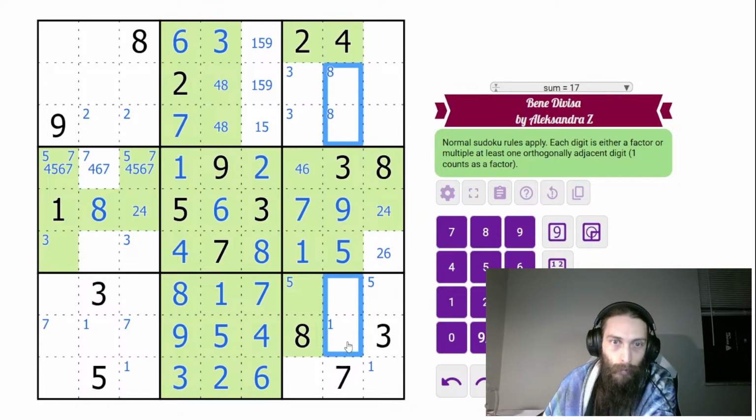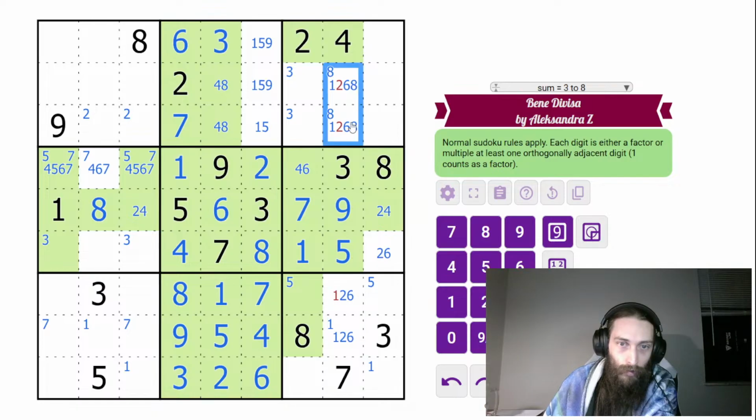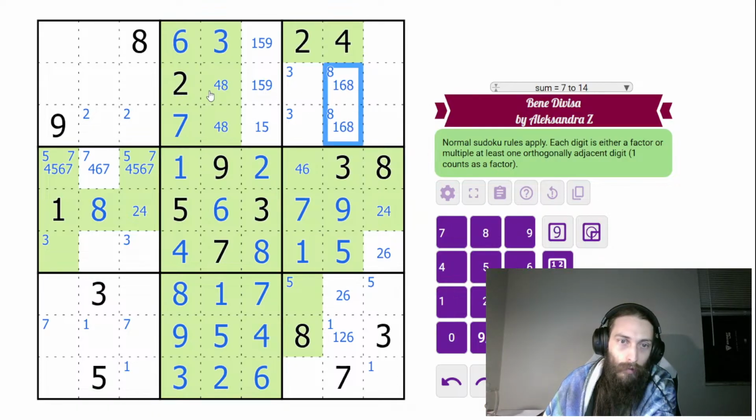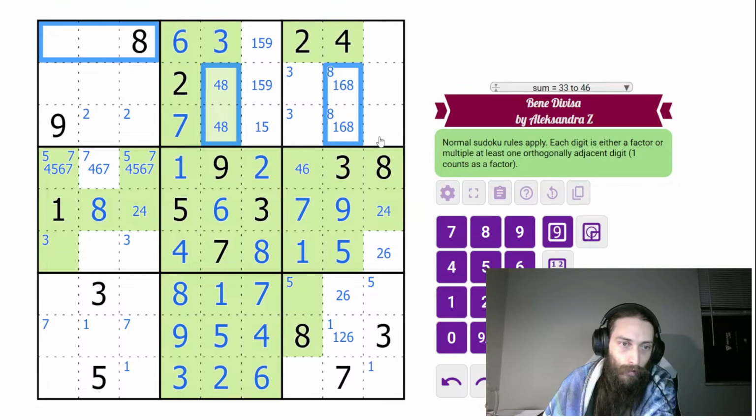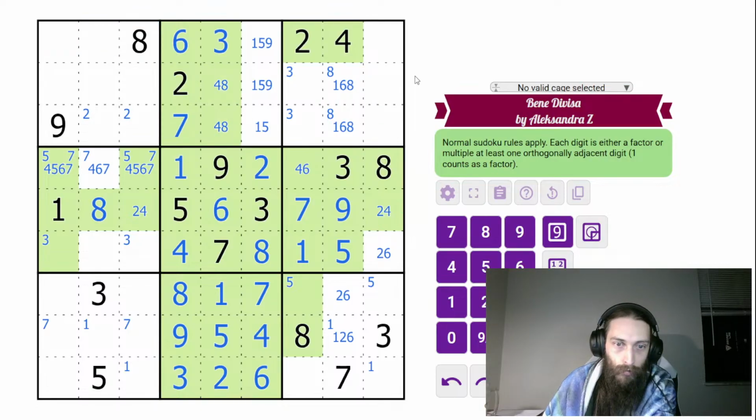Let's fill in column 8. 4, 3, 9, 5, 7. 8's ruled out of there. 2 is ruled out of there. That is a 1. Eight. I was going to say 8 and 8, but we already have the 8 in box 1.